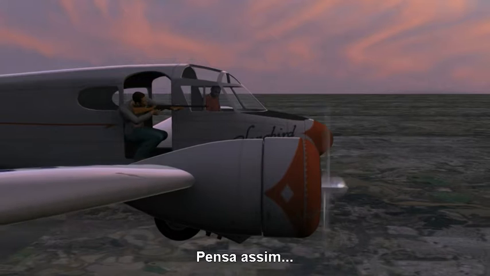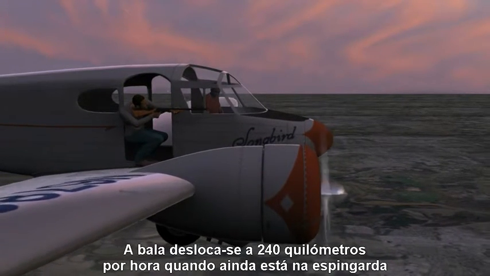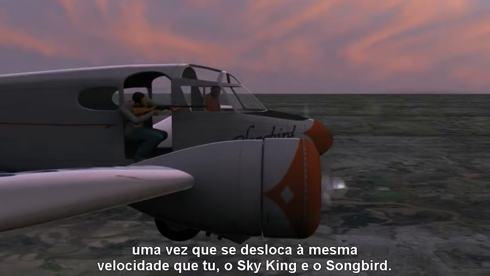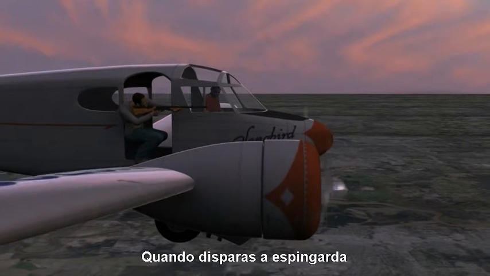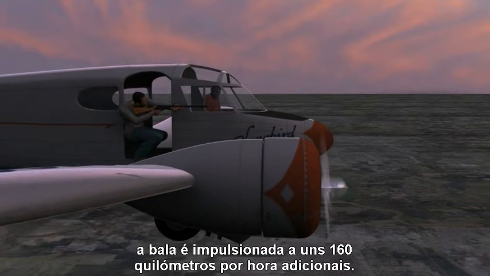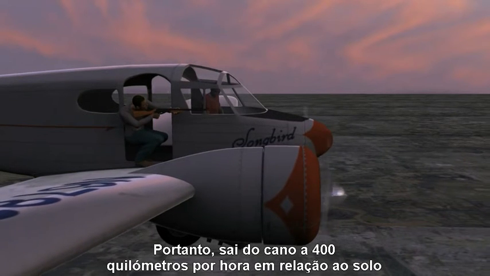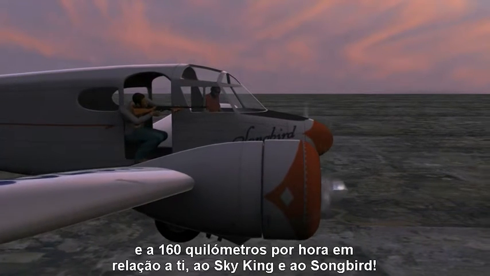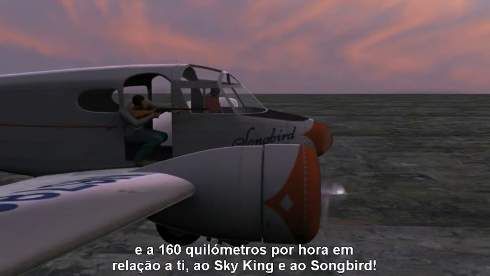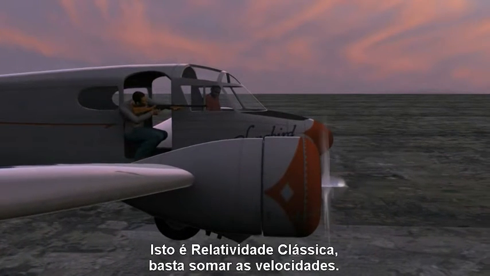Reason it out this way. The bullet is moving at 150 miles per hour just sitting in the gun, since it is moving along with you and Sky King and the Songbird. Then when you fire the gun, the bullet is blasted forward at an additional 100 miles per hour. So it leaves the muzzle at 250 miles per hour relative to the ground, 100 miles per hour relative to you, Sky King, and the Songbird. This is classical relativity. Simply add the velocities.